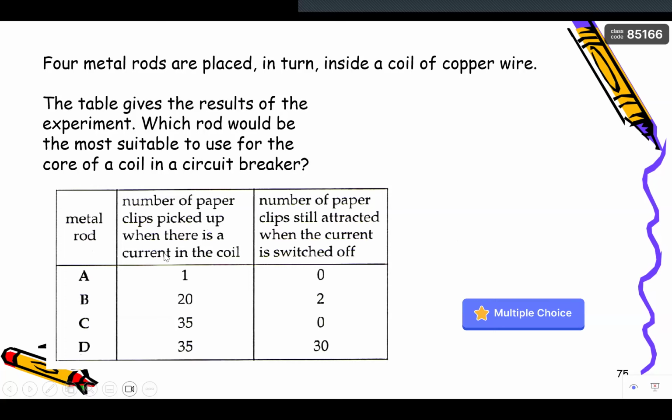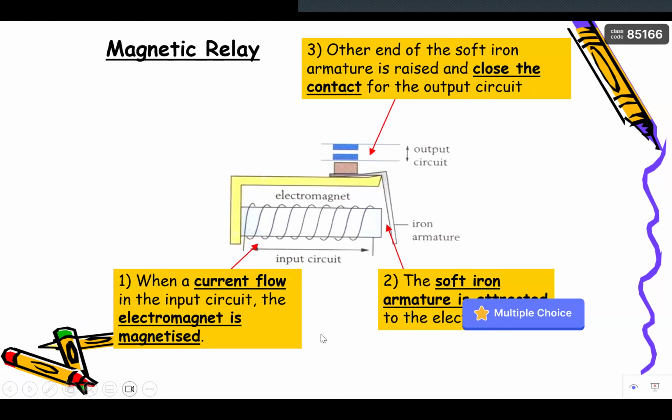So whenever there's a current flowing through, I should be able to pick up a large number of paper clips. So it should be C or D. But once I switch the current off, the soft iron should lose its magnetism easily, so I will have very little paper clips attracted. So it cannot be D, it must be C, where I have very little paper clips still attracted to it.